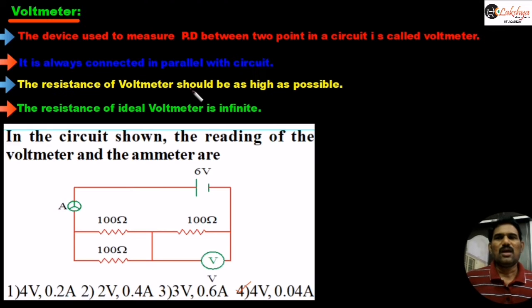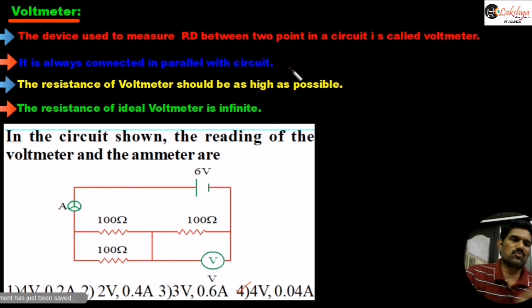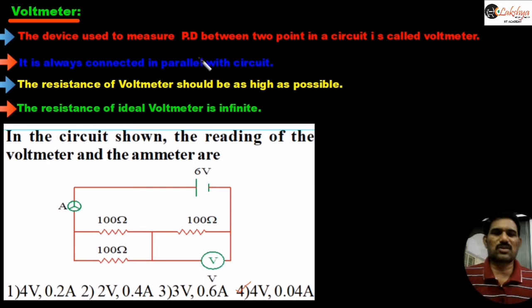And now let us come to the voltmeter. You know, a voltmeter is a device used to measure the potential difference between any 2 points in the circuit. So generally, to find the potential difference between 2 points we use the voltmeter. Another thing you need to remember is that it is always connected in parallel. Ammeter is always connected in series, voltmeter is always connected in parallel. Between which points you need to measure the potential difference, between those points you connect it in parallel.